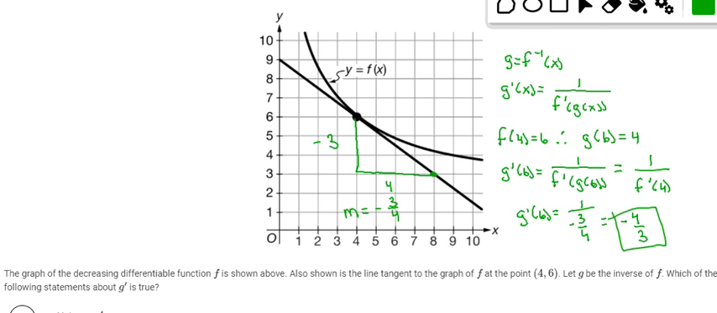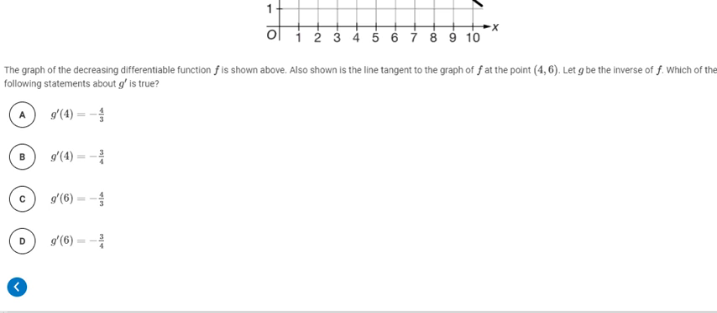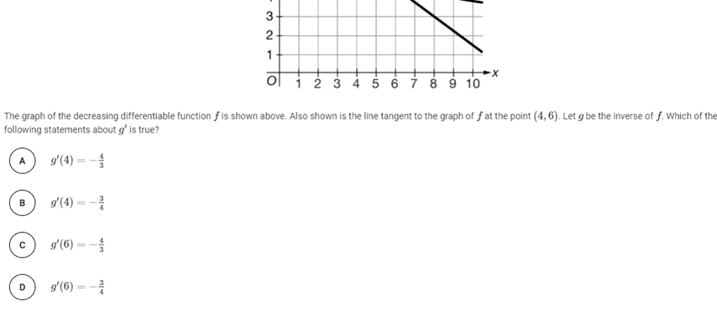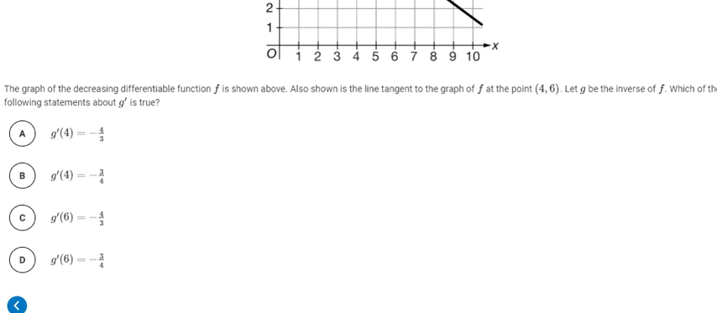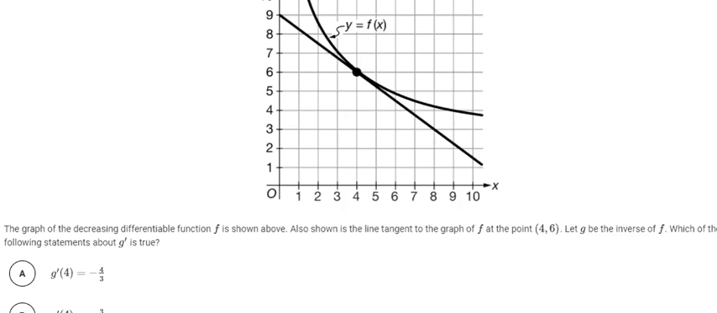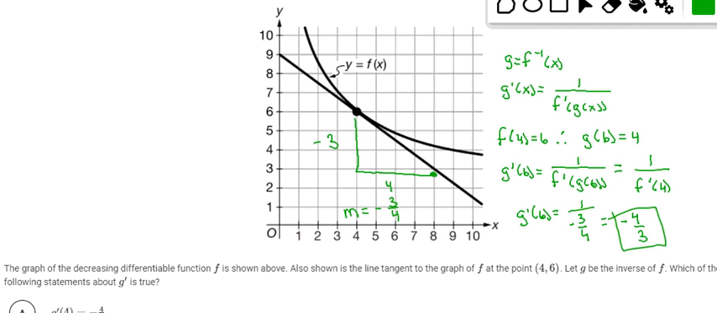And what answer choice was that? It doesn't really matter, but just to know for sure, C. We want G prime of 6. And as we look at our answer choices, again, it's very important when we put together all the information we were given, the fact that G and F are inverses, and we know that F of 4 is 6, so G of 6 equals 4. That is what we're going off right there.